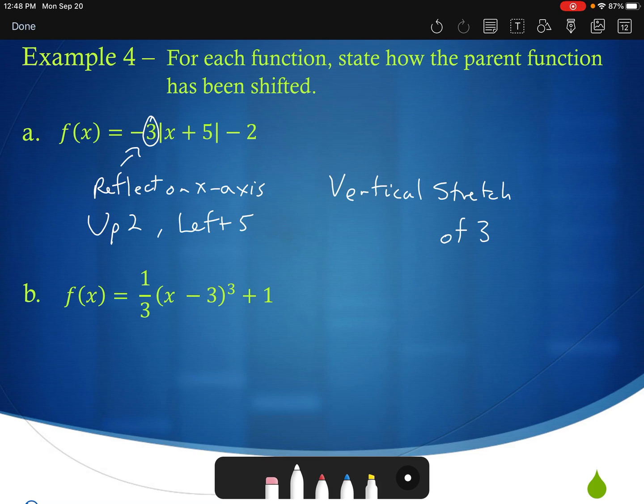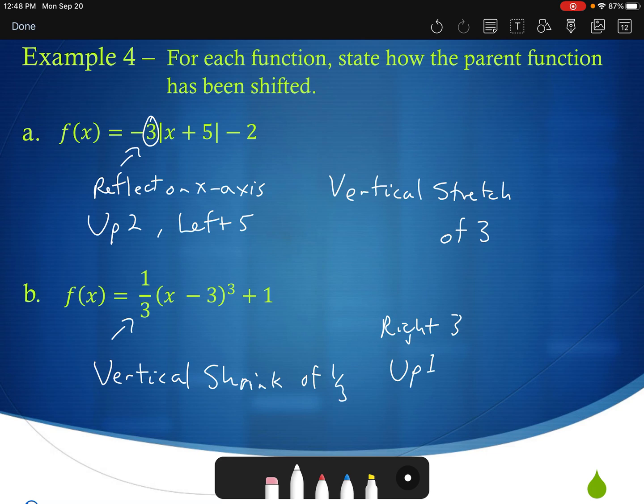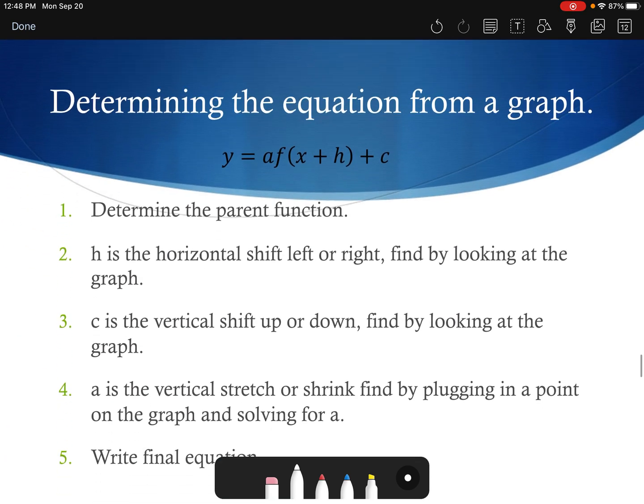All right, I encourage you to do the next one. Pause it and then come back to it. So the first thing, the 1/3, so it's still a vertical, but it's a vertical shrink of 1/3, or basically 3 times less. It's right, move to the right 3, and up 1. Those are kind of fun.